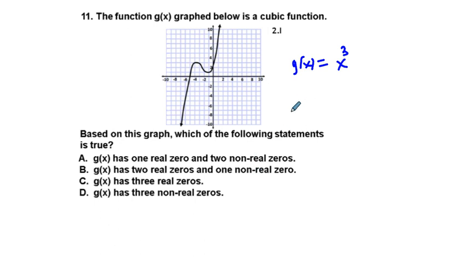Okay, and this tests our understanding of the fundamental theorem of algebra, which says the number of zeros, real and non-real, is equal to the degree of the function. So definitely that meets the criteria, but to get a real zero, we touch or cross the x-axis. We do that once, so A is our best answer: 1 real zero, 2 non-real zeros. That's complete.